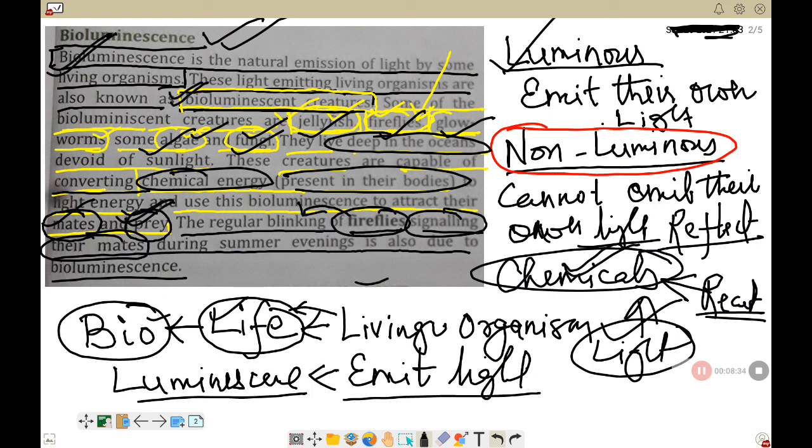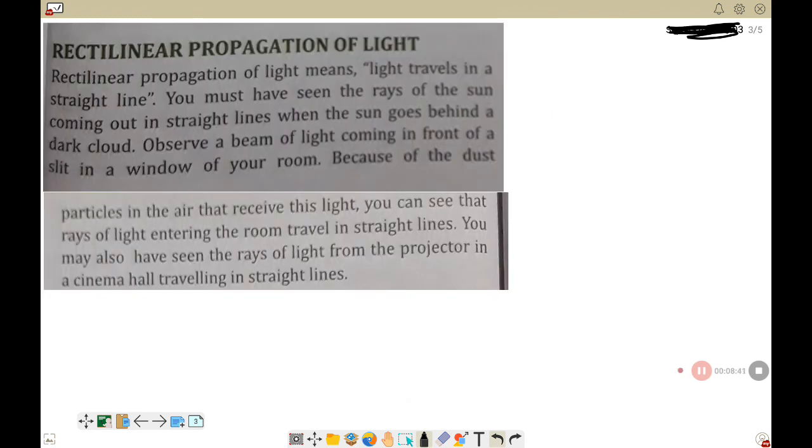Now on the same page, page number 73, after the topic bioluminescence, in your book you will find this topic called rectilinear propagation of light. Now let us write the meaning. Please first of all underline this topic. Rectilinear means straight. Write the meaning: straight, S-T-R-A-I-G-H-T, line, path. Straight line path. So it's a path which is a straight line.